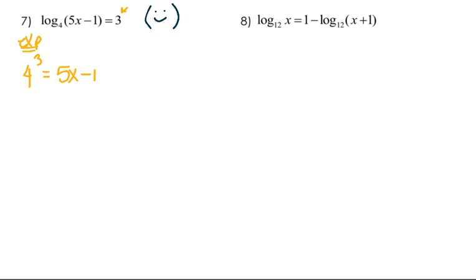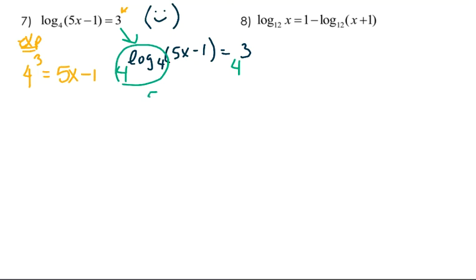Alright, I told you there were 2 different ways to do this before I go on. So what you could have done also is you could have just given both sides a base of 4. I picked a 4 because this base is 4, so all of this just disappears and I'm left with 5x minus 1 is equal to 4 cubed, which is the exact same thing I have from changing the log form to exponential form. From here you just need to solve.